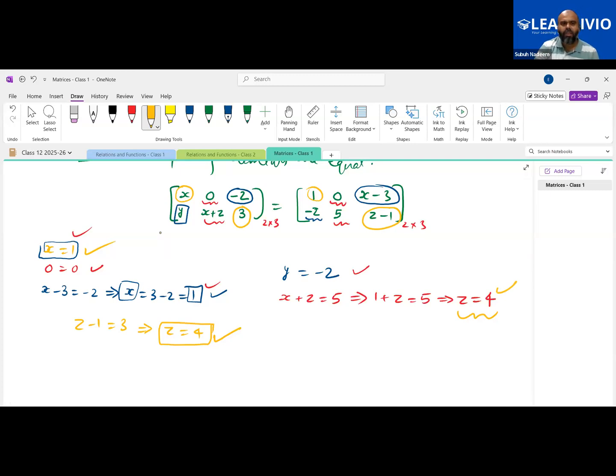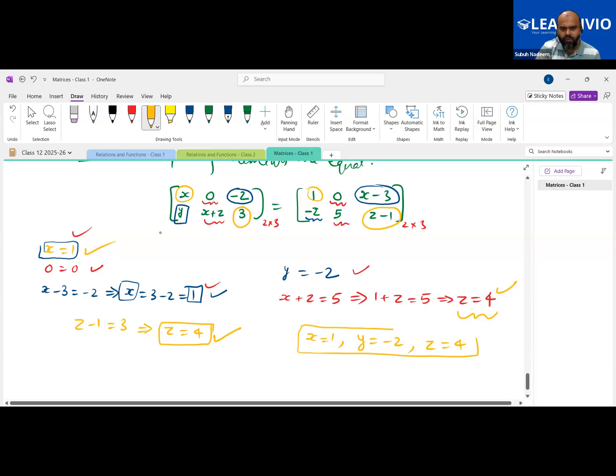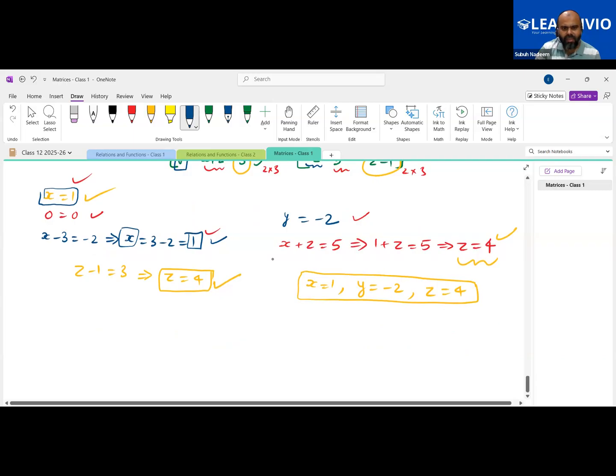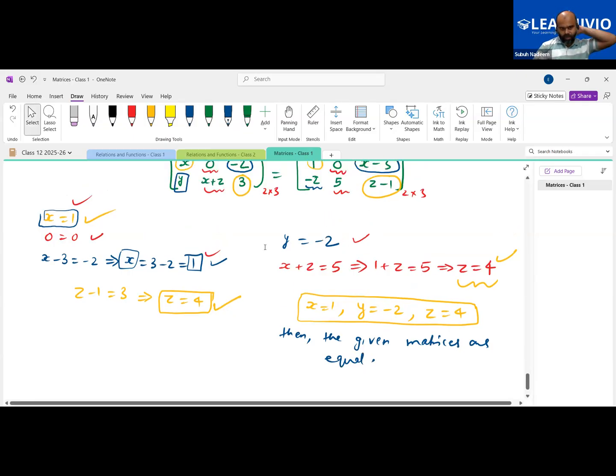So that means for the values x equal to 1, y equal to minus 2, and z equal to 4, these three values of x, y, z, we can say that the given matrices are equal.